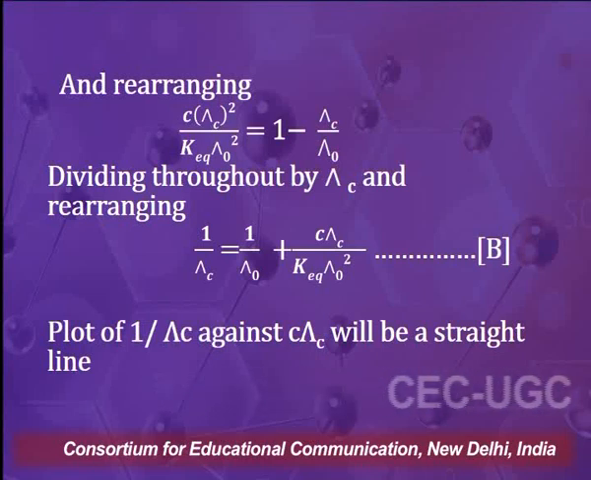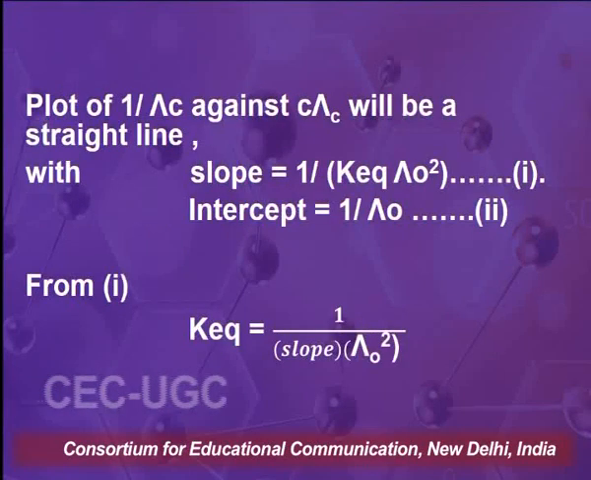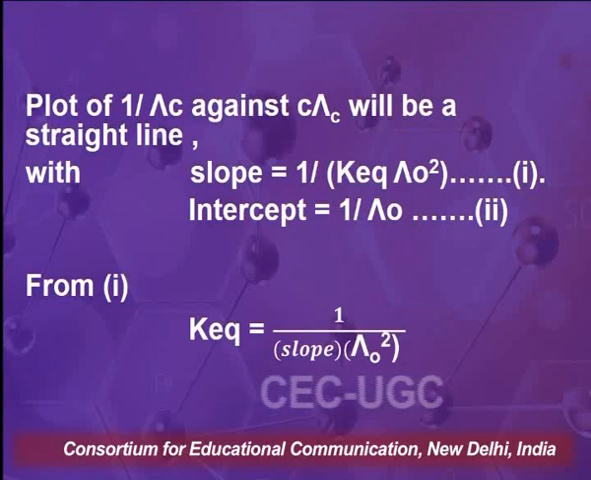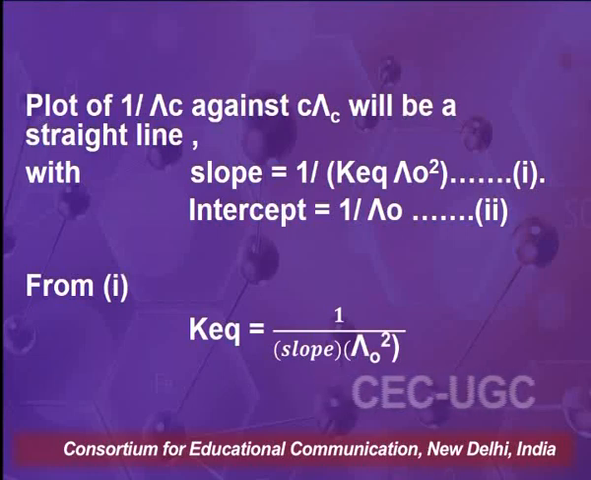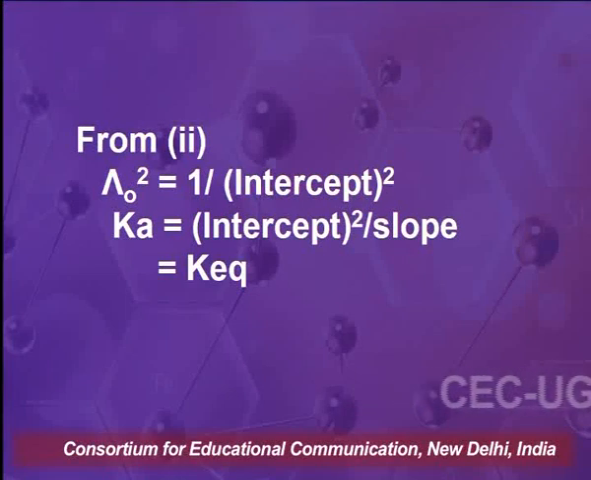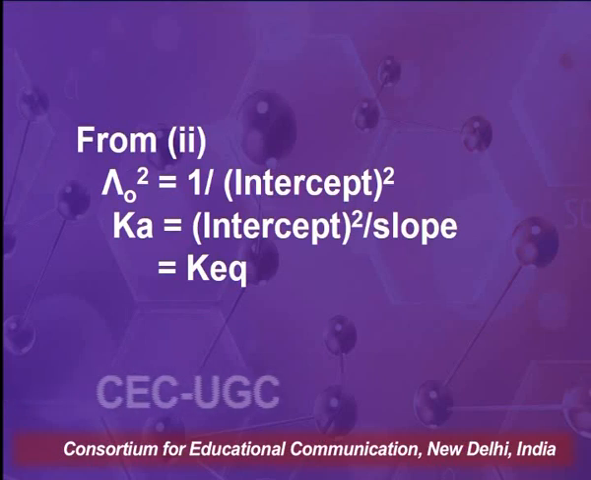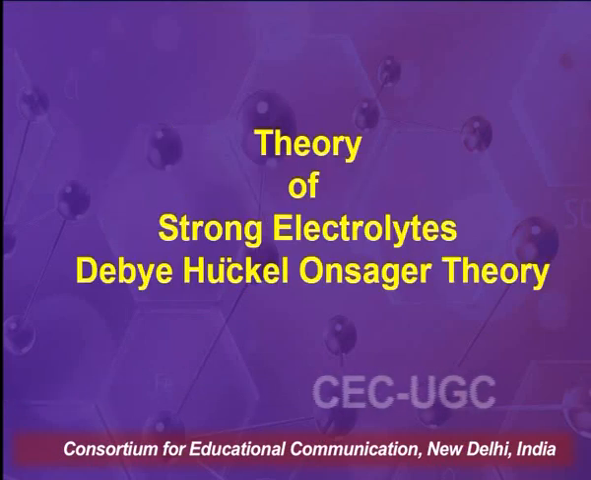If we plot 1 by lambda C against C lambda C, we will get a straight line with slope equal to 1 by K equilibrium into lambda naught square and intercept equal to 1 by lambda naught. So, K equilibrium can be calculated as 1 divided by slope into lambda naught square. And from the equation number 2 of the intercept, lambda naught square will be equal to 1 by intercept square, and thus K equilibrium or Ka becomes equal to intercept whole square divided by slope.